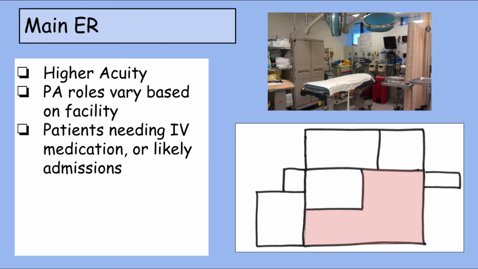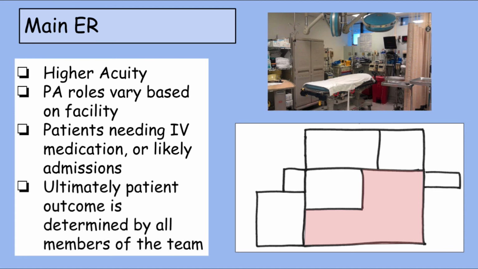Usually people in the main ER, again, are higher acuity. They're typically needing IV medications, likely admission. They might need more extensive testing. And because of those interventions, they put them there in the ER.